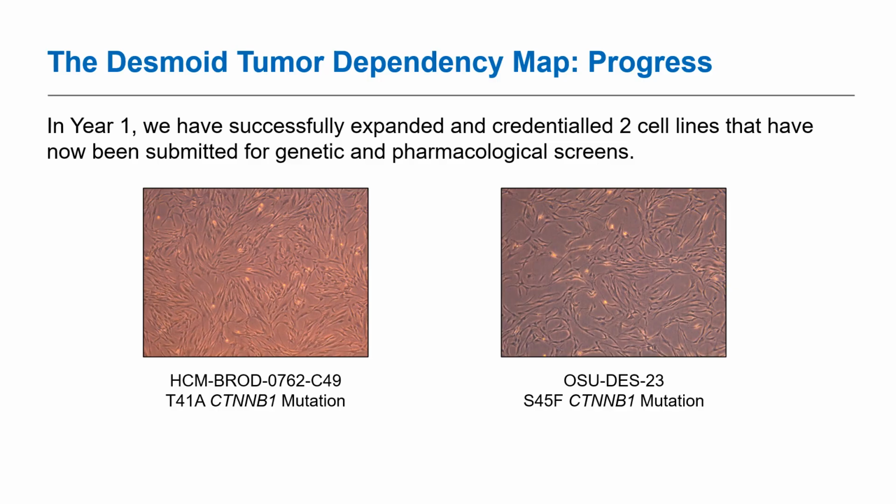establish the first desmoid tumor dependency map. Our goal for this pilot study is to include at least 6 lines for screening, with the aim to understand the scale needed for identifying and validating vulnerabilities in this rare disease. To do this, we need to turn early-stage cultures into long-term tumor-rich models so we can enable the CRISPR and drug screening. In our first year, we're happy to report that we've successfully expanded and credentialed 2 cell lines that have now been submitted for genetic and drug screening at the dependency map team.